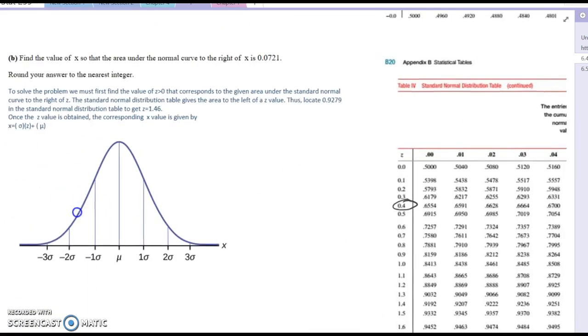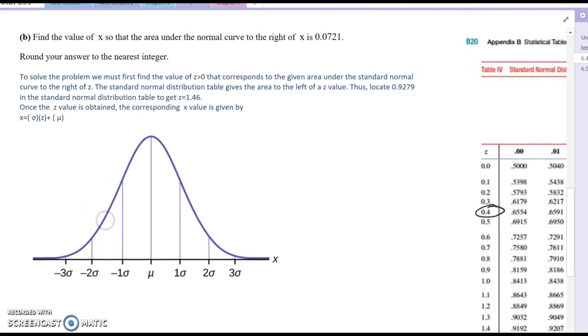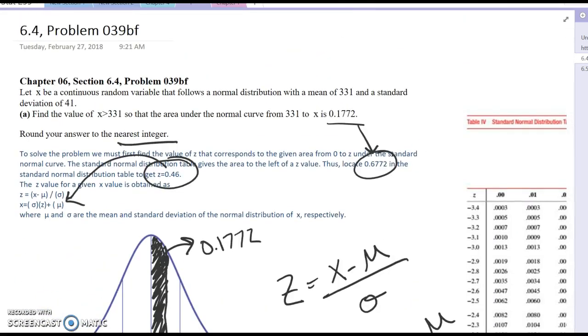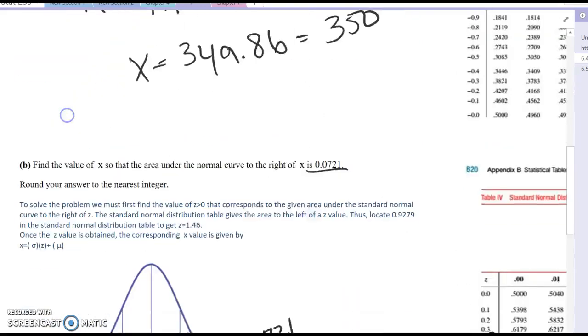Here's another example, part B on this one. We're looking for, find the value of x that the area under the normal distribution to the right of x is this amount. So we're looking for a value x to the right, shaded in is going to be 0.0721. It's a good idea to kind of draw out the normal distribution curve and get an idea of what side of the mean this x value is going to lie on. So we already know the information from above. The mean is 331 and standard deviation is 41.